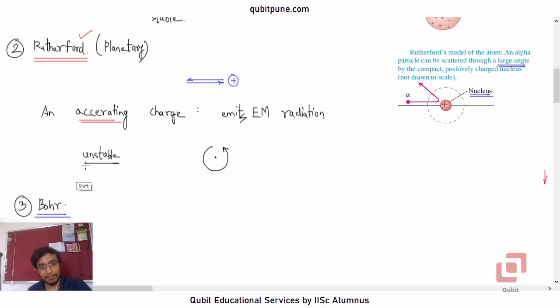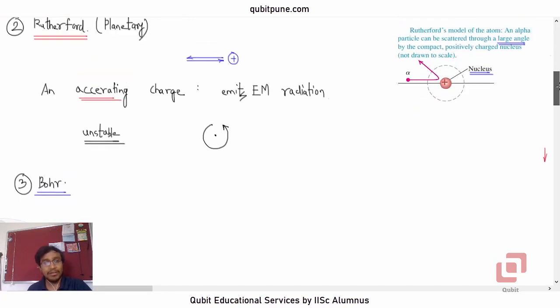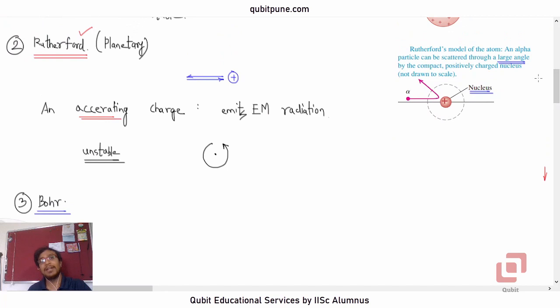But that doesn't happen, or rather that is not observed. So Niels Bohr was convinced about the validity of Rutherford's model, so he carried it further. He kept the basic structure the same, but he then introduced 3 postulates.